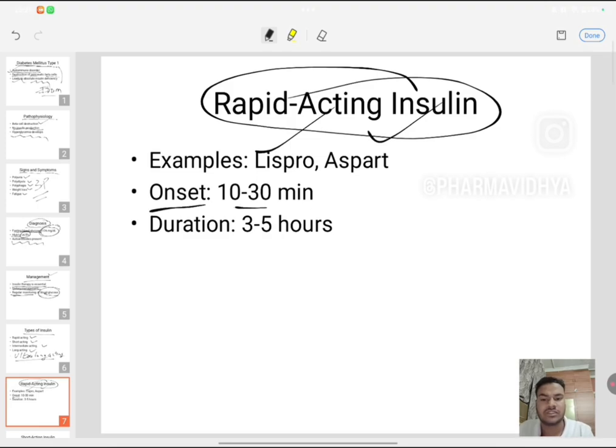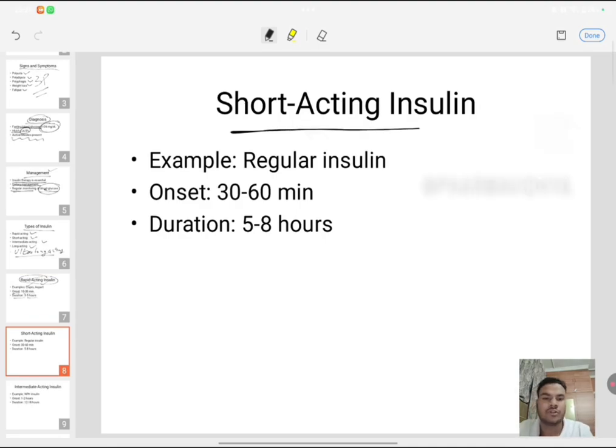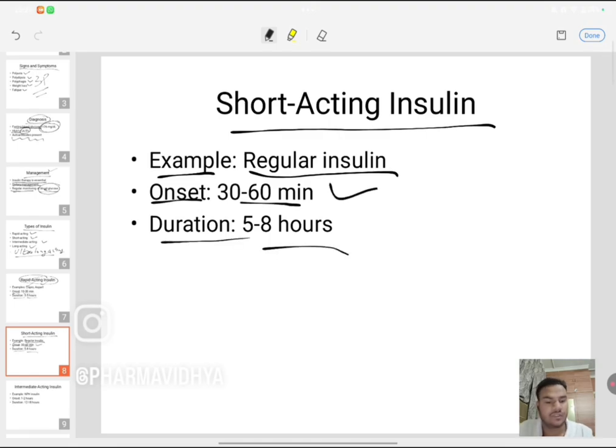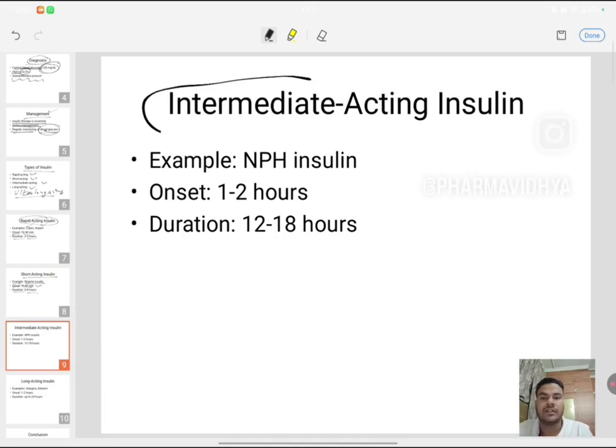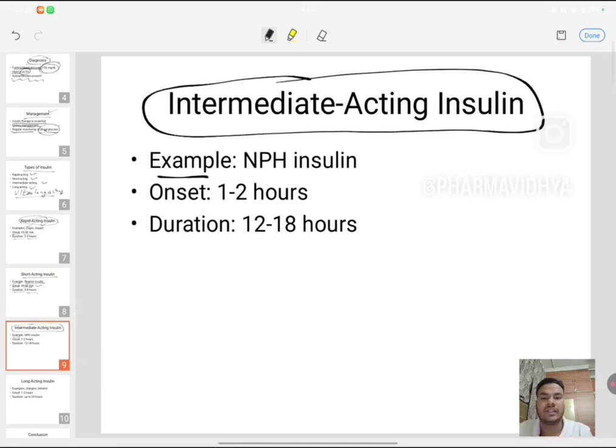For rapid acting insulin, onset is 10 to 30 minutes and duration is 3 to 5 hours. In short acting insulin, you have regular insulin or soluble insulin. Onset is 30 to 60 minutes. Duration is 5 to 8 hours. In intermediate acting insulin, you have NPH insulin, neutral protamine Hagedorn insulin. Onset is 1 to 2 hours. Duration is 12 to 18 hours.